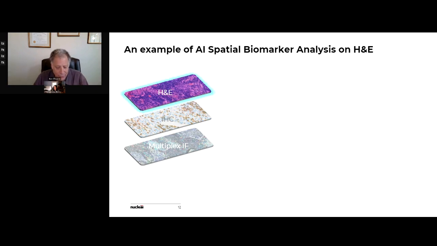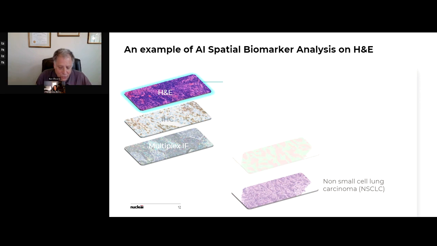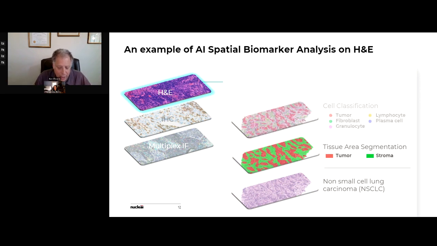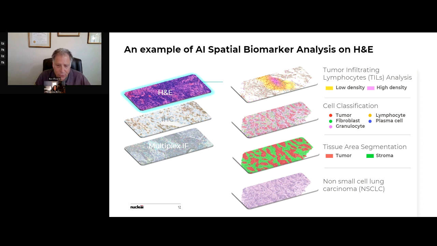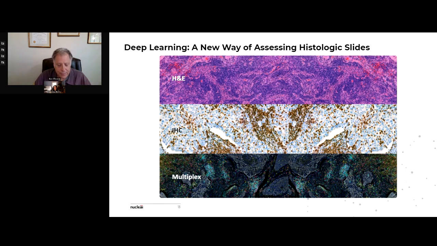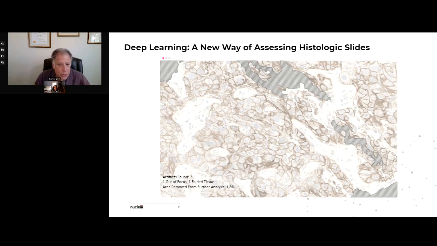So here is an example of an analysis of an H&E slide of a non-small cell lung cancer, showing the basic steps of analysis that I will go through in greater detail in the next few slides. After the slide is digitized, an artifacts model identifies areas of the slide that should be removed from further analysis. This is essential so that we don't create bad data by assessing areas that should not be assessed.